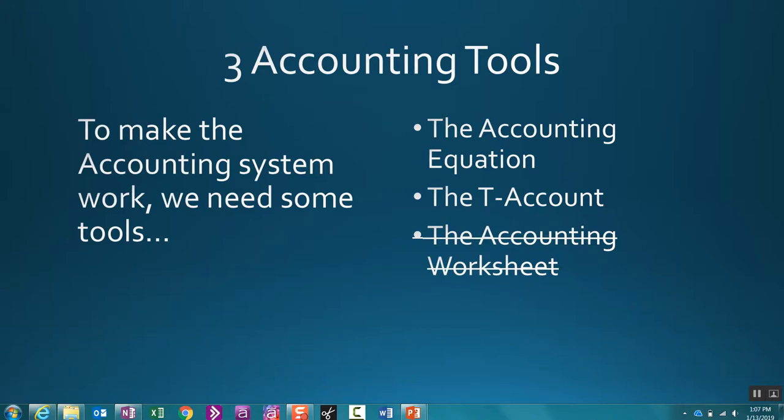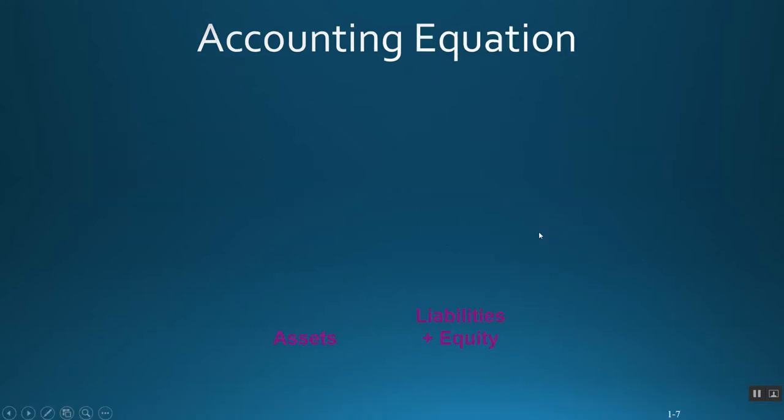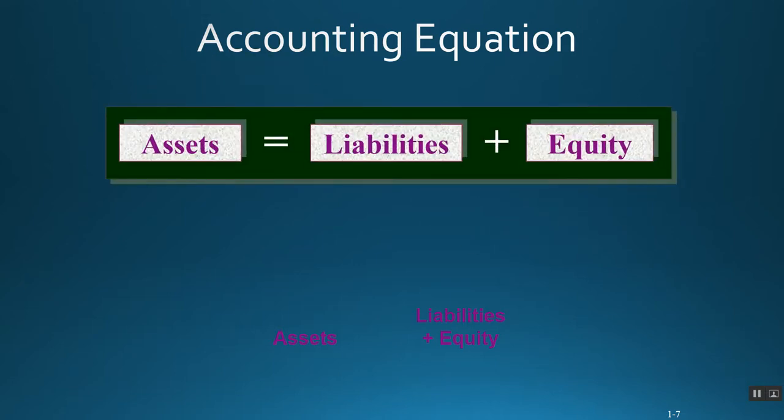So we have our three tools. Let's take a look at the first tool, the accounting equation. What is our accounting equation? Assets equals liabilities plus equity.